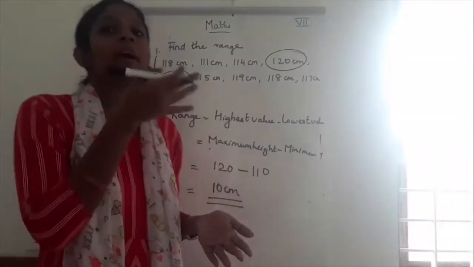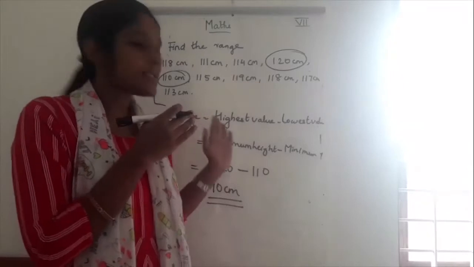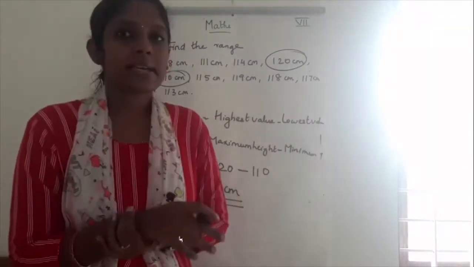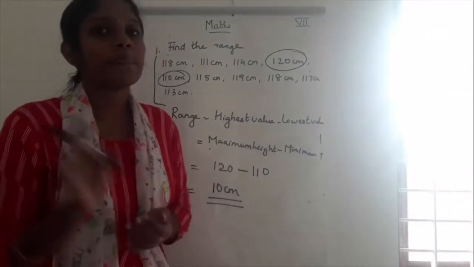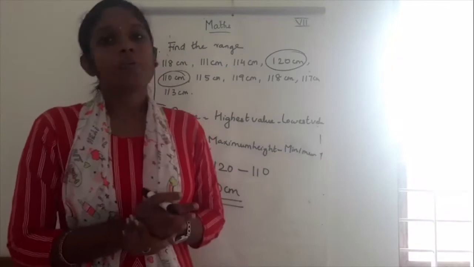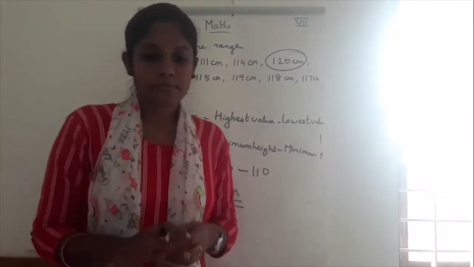in ascending order. When you arrange it in ascending order, easily we can find the highest, using the first and last number, and then subtract it and find out. Here 10 centimeter is the range. Now we will move to the next question.